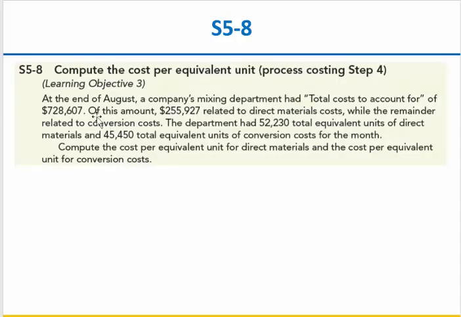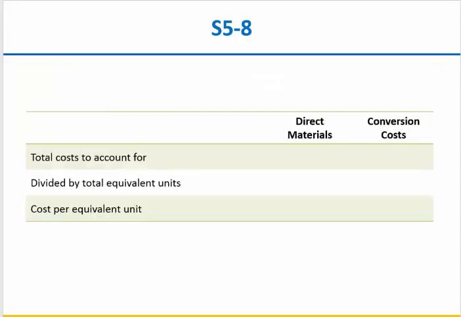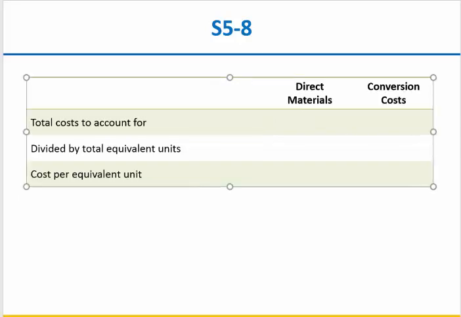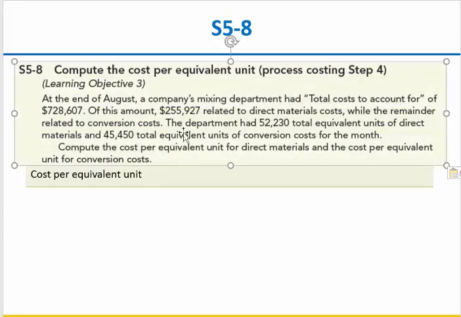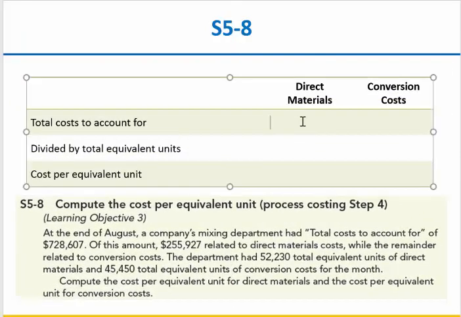So in this case, you start with the $255,927 and also do the one subtraction to find out the conversion cost. That's what you need to do first. I'm going to quickly show you some of the work. Let me adjust my table here. I want to copy the question information here so that I can get all the numbers.